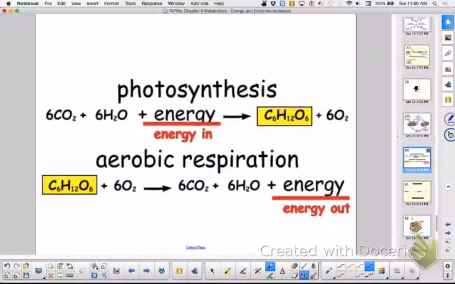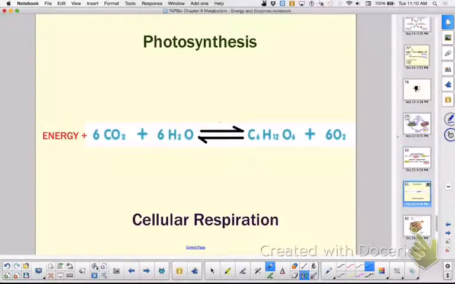Photosynthesis is endergonic, right? Endergonic, because we're putting energy into our product. Our delta G is going to be positive. Aerobic respiration is exergonic. Our delta G is going to be negative. Now, take a look at this. If I go the top way, I'm doing photosynthesis. If I go from right to left, look at the bottom arrow, I'm doing what process? Cellular respiration. Good.